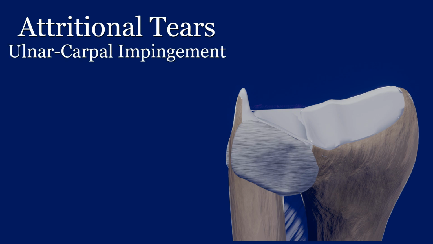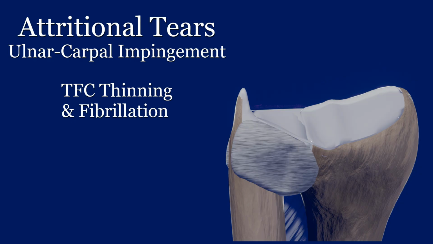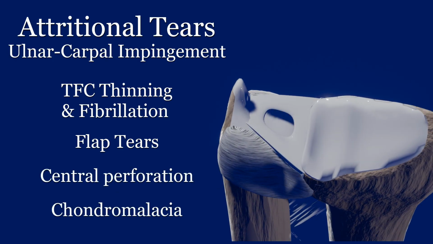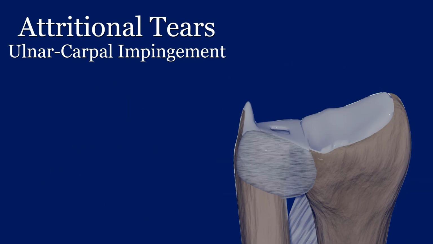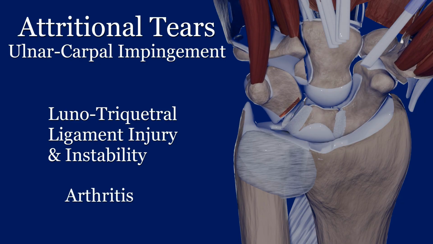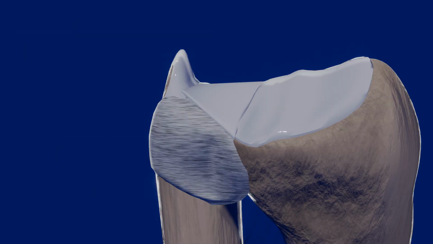Over time, thinning of the TFC occurs with fibrillation of the surface, occasional flap tears, and an eventual central perforation. Chondromalacia of the distal ulna and triquetrum usually precedes TFC perforation. Ligamentous injury and instability at the lunotriquetral joint may occur. Arthritis of the ulnar carpal joint is an eventual possibility. Symptoms of pain often develop, but instability of the joint is rare. This syndrome is associated with ulnar positive variance, with the ulna lying more distal to the radial facet.